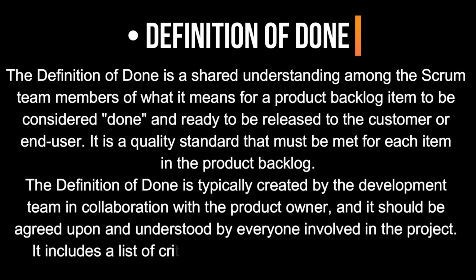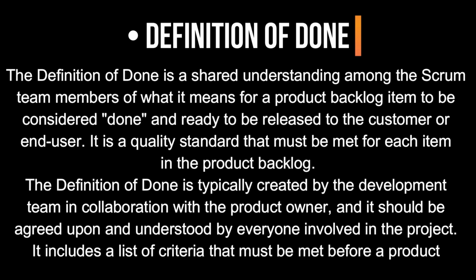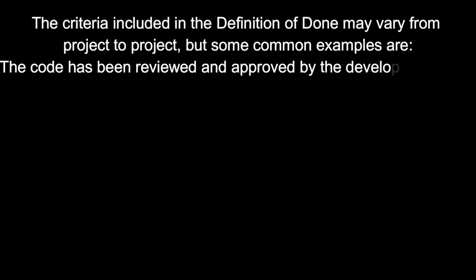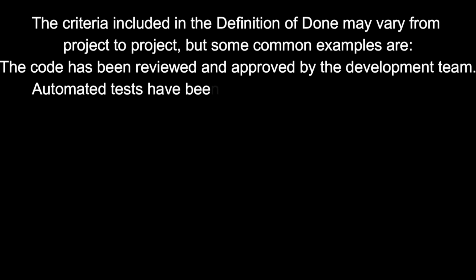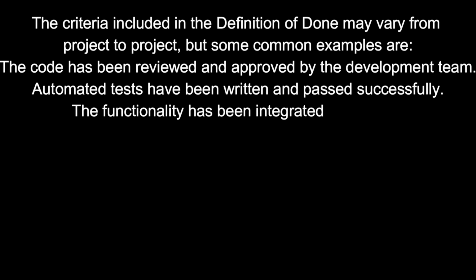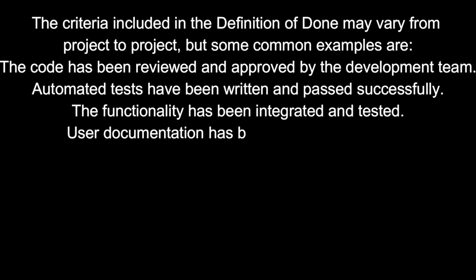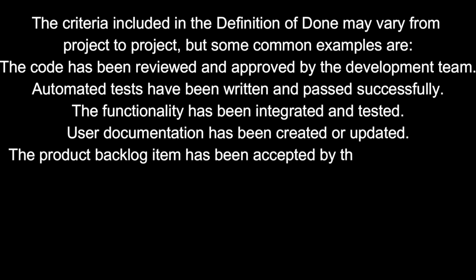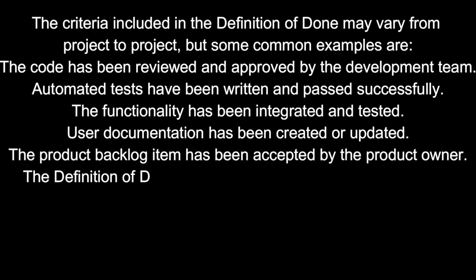It includes a list of criteria that must be met before a product backlog item is considered done. The criteria included in the definition of done may vary from project to project, but some common examples are: the code has been reviewed and approved by the development team. Automated tests have been written and passed successfully. The functionality has been integrated and tested. User documentation has been created or updated. The product backlog item has been accepted by the product owner.